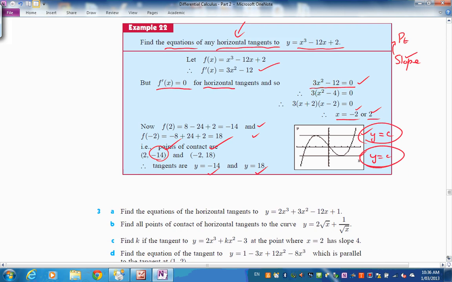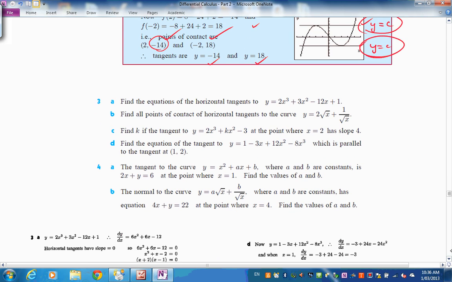Let's do some. So here are some which have curly pieces, horizontal tangents. Find k at the point where x equals 2 if it's got a slope of 4. So we're given the slope and we've got to go back and find something about a point. There are some little tricks in these. This one is parallel to a tangent at another point. Well, we better go and find what the slope of the tangent is at that point so we can use it.